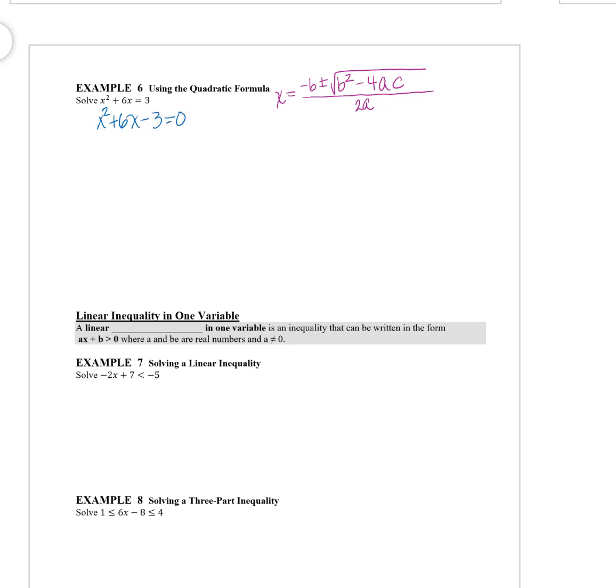And then a, if you remember from the quadratic equation, a is the coefficient of x squared. So a is equal to 1. B is the coefficient of x, so this is 6. And then c is the constant, which is negative 3. And then we just plug these numbers into the formula.